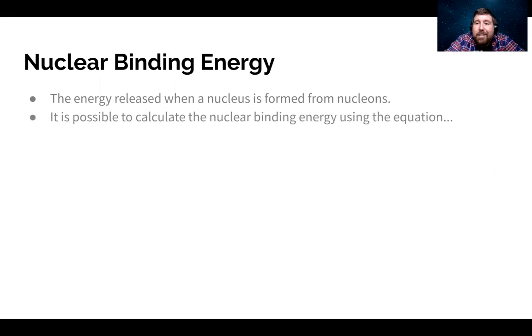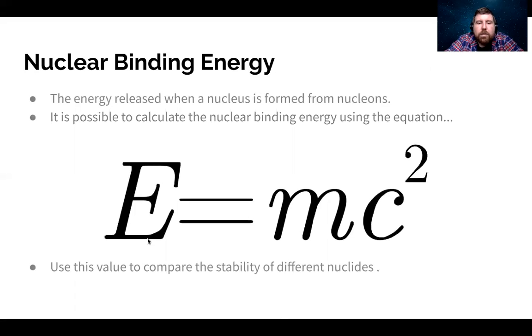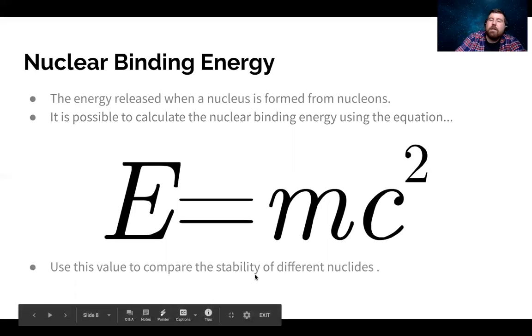Generally speaking, it's possible to calculate the nuclear binding energy using probably one of the most famous equations in the world. And the second I say famous equation, you're probably thinking, okay, what famous equations do I know? That's right, E equals mc squared. The E here is the energy required to hold together the nucleus, the nuclear binding energy, which is equal to the mass defect. So that missing mass is converted into energy to hold together the nucleus, times c squared, where c is the speed of light. We use this value to compare the stability of different nuclides.